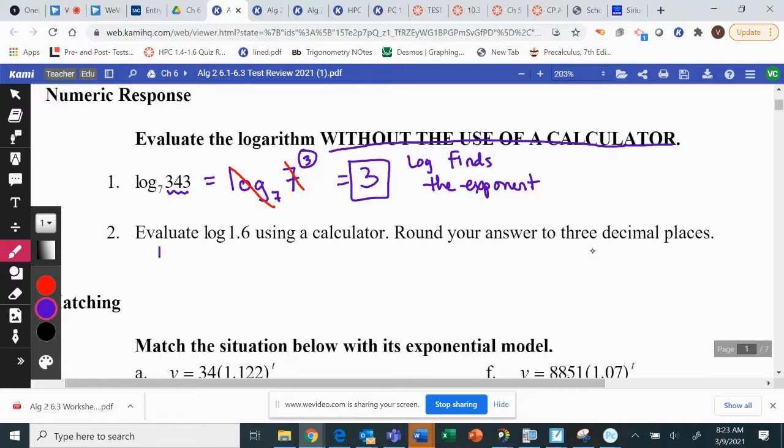It's just you're going to hit the log button. It'll automatically bring up log, and I think it brings up a parenthesis. And you just type 1.6. So it's not multiply. You just type it in there and hit enter. That's it. It gives you a nice, lovely, big, long decimal, but we are rounding to 3 decimal places, so 0.204.